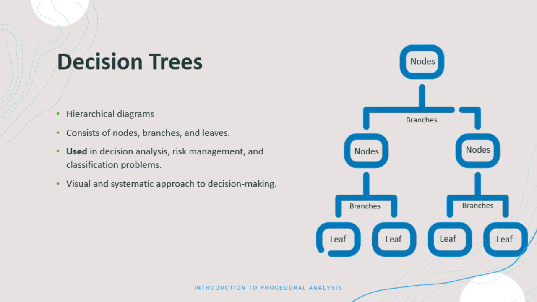Moving on to decision trees. Decision trees are hierarchical diagrams that represent decisions and their potential consequences or outcomes. They consist of nodes, branches, and leaves, where nodes represent decisions, branches represent possible outcomes, and leaves represent final outcomes. Decision trees are commonly used in decision analysis, risk management, and classifying problems in machine learning. They provide a visual and systematic approach to decision making, helping users evaluate different choices and their associated risk and reward.